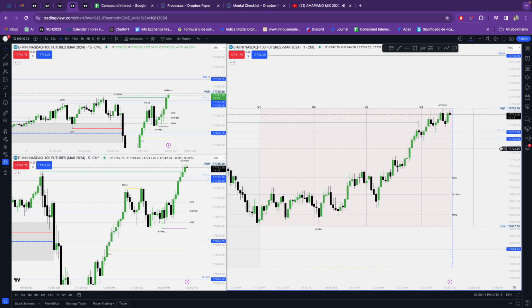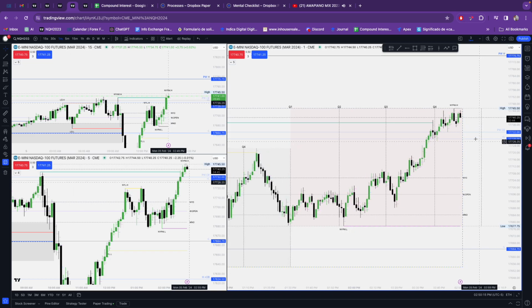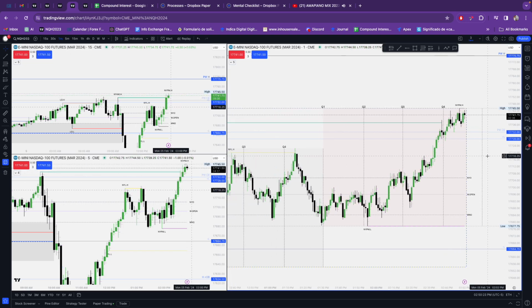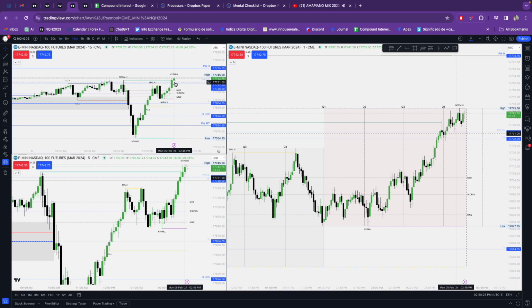As far as the setup goes, we have expansion. We need to go through another phase of accumulation, preferably for the remainder of Q4. And then from there we can see what's good. But we could still rise.